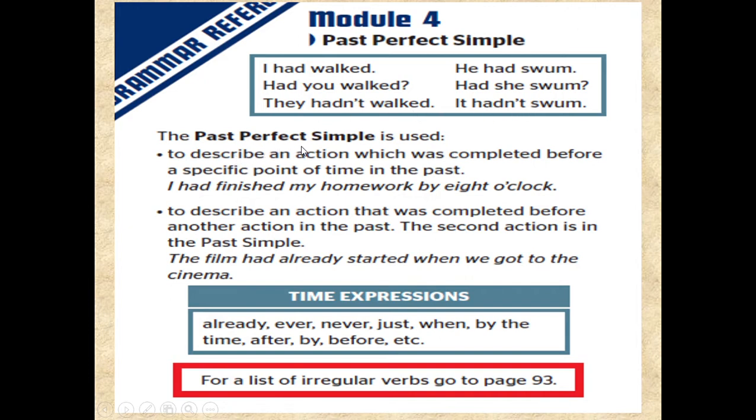We use past perfect simple to describe an action which was completed before a specific point of time in the past. I finished my homework by 8 o'clock. Second, to describe an action that was completed before another action in the past. The second action is in the past simple. The film had already started when we got to the cinema. We can use time expressions like already, ever, never, just, when, by the time, after, by, and before. For a list of irregular verbs, go to page 93.